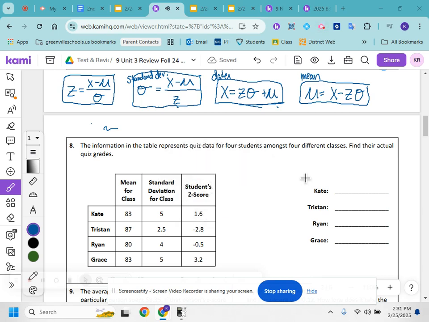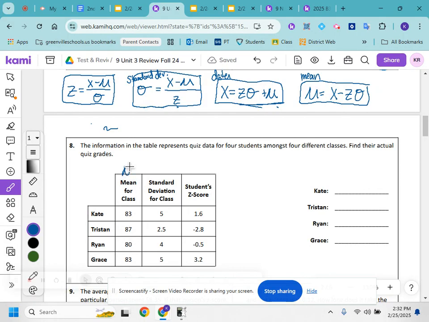All right, this is page 2 of your review for normal distribution. The information below represents the quiz data for 4 students among 4 different classes. Find their actual grades. That's the data. That's X. That's the equation we're doing.